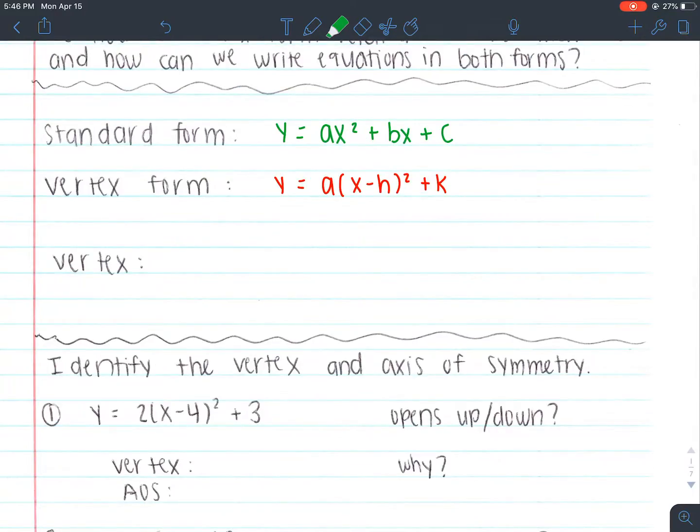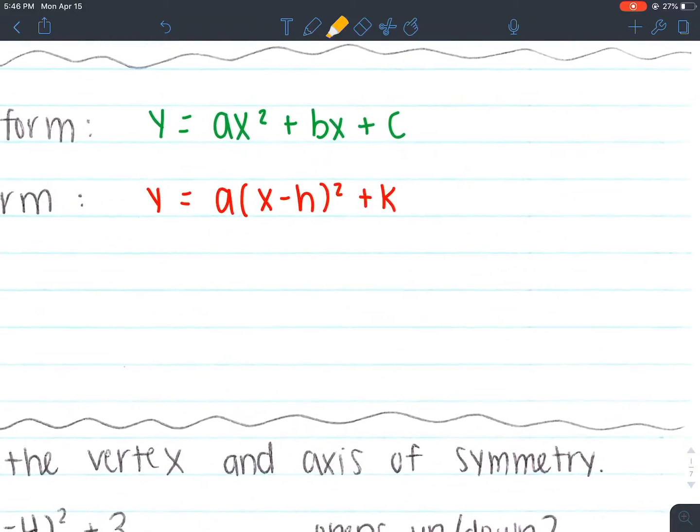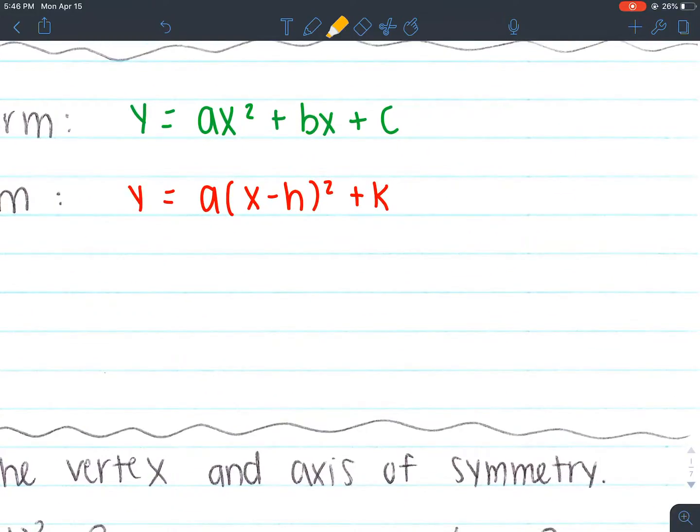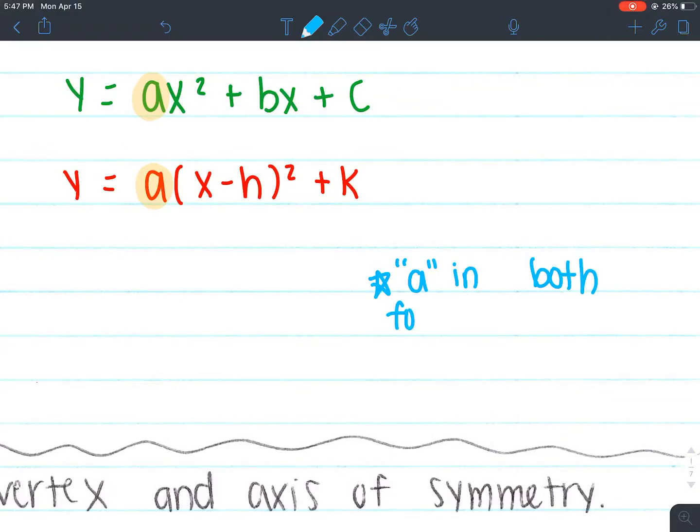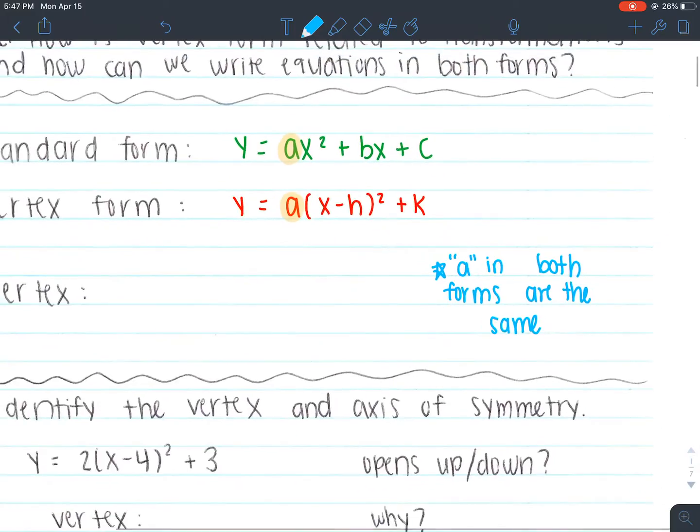Now, let's use yellow. Obviously we need an input and an output in every single equation, because for every function we need an input so that it can output something. So of course both equations are going to have x and y. What's one thing that you see also that is similar? What variable do they also have in common? They also have the a in common. So, important to note that the a in both equations, or in both forms, are the same. If a in standard form is -3, then a in vertex form is also -3. So whatever the a is in one, it is also a in the other.